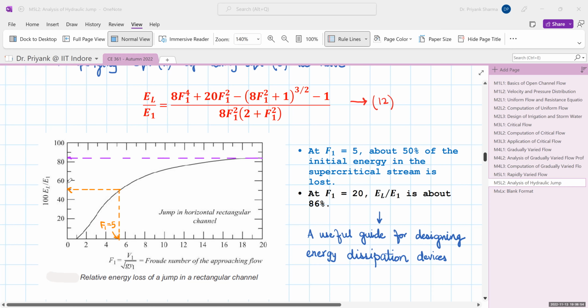So this curve is very useful in designing the energy dissipation devices. So let us say if you know the Froude number, or if you have a target in mind that you want to reduce 80% energy or 60% energy, then you can just backtrack on this and say okay, Froude number of 8 is required, so thus you can create those flow conditions. So that is why this curve is very important.